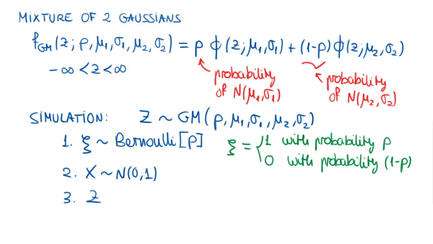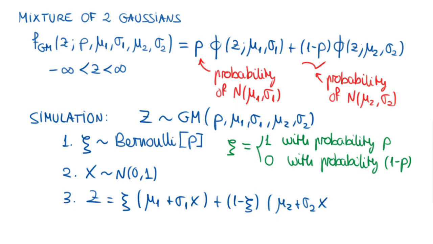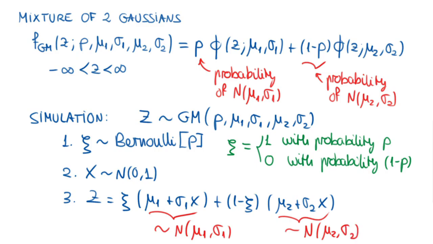Finally, we compute z equal to xi times (μ1 plus sigma 1 times x) plus (1 minus xi) times (μ2 plus sigma 2 times x), where μ1 plus sigma 1x is a sample from a normal distribution of parameters μ1, sigma 1, and μ2 plus sigma 2x is a sample from a normal distribution of parameters μ2, sigma 2. The combination is a sample from the mixture of the two Gaussians.